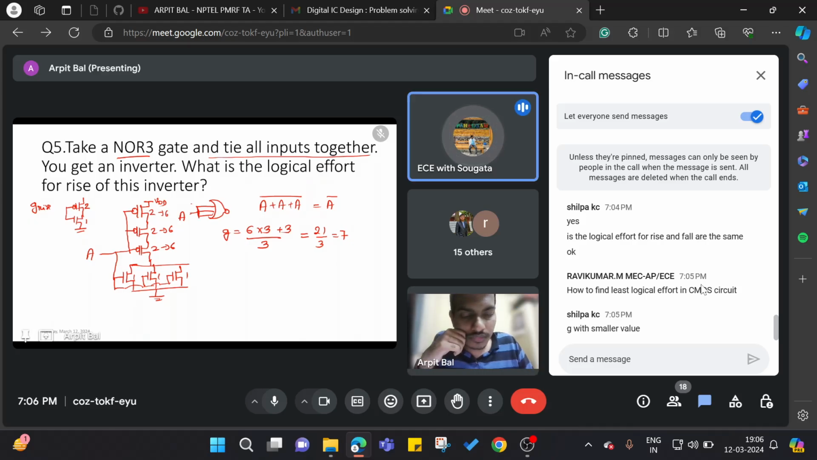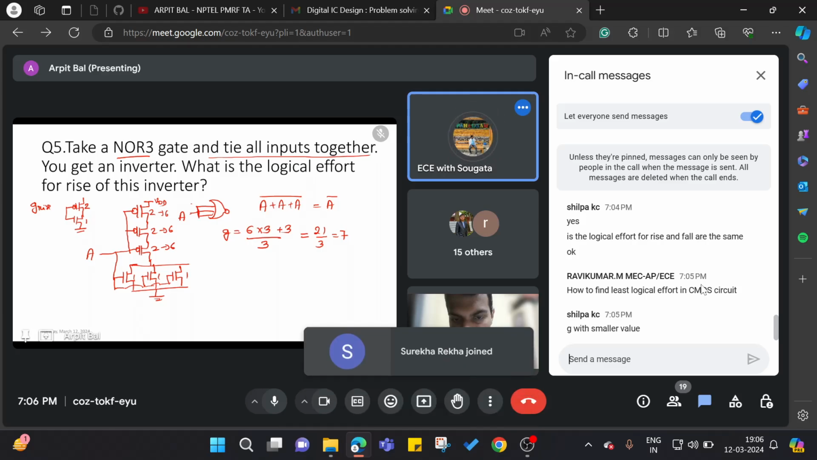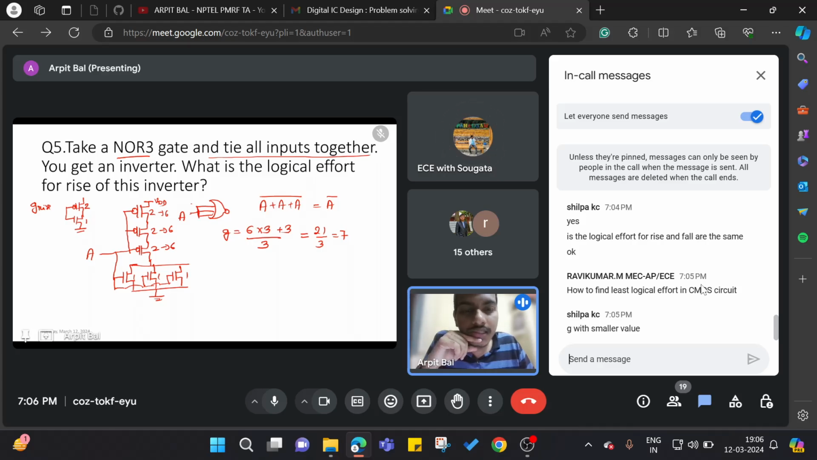No, sir. Like in the previous assignment question, for finding out the critical path delay, some NMOS sizing was 1.5, some 2. So in that case, PMOS and NMOS have different input capacitance. Yeah, that is asymmetric input. So in case of asymmetric gates, that is possible.